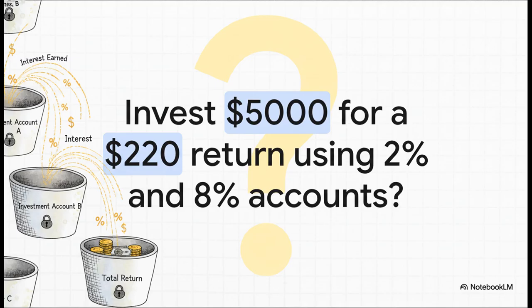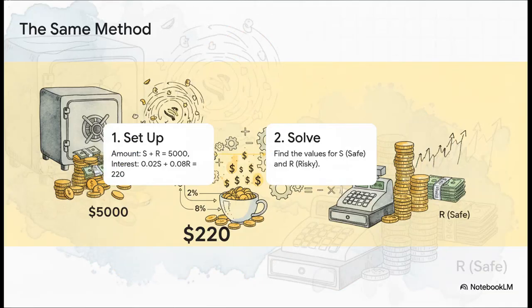All right, let's step it up a notch. This time, we're talking about money, about finance. But you're going to see that even though the story is different, the math behind it is exactly the same. This time, our buckets are just investment accounts, and our ingredient is the interest we earn. This is just a perfect example of how powerful this method is.